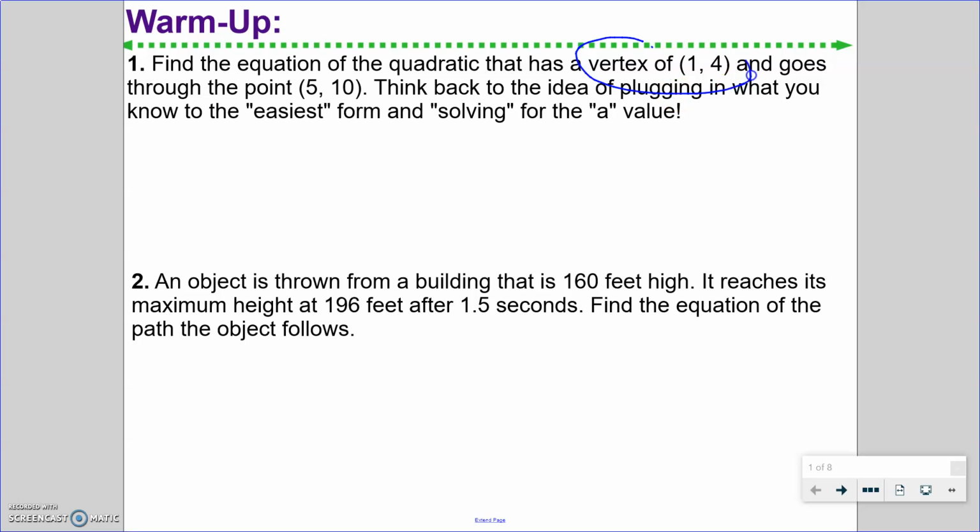Well, if we're given a vertex, I'm thinking the easiest form is vertex form. So I want to start with y equals, and I don't know a, but if it's a vertex of (1, 4), that means this must be (x minus 1) squared, and then plus 4 at the end. Again, sorry about my handwriting. I'm trying to get better with this stylus.